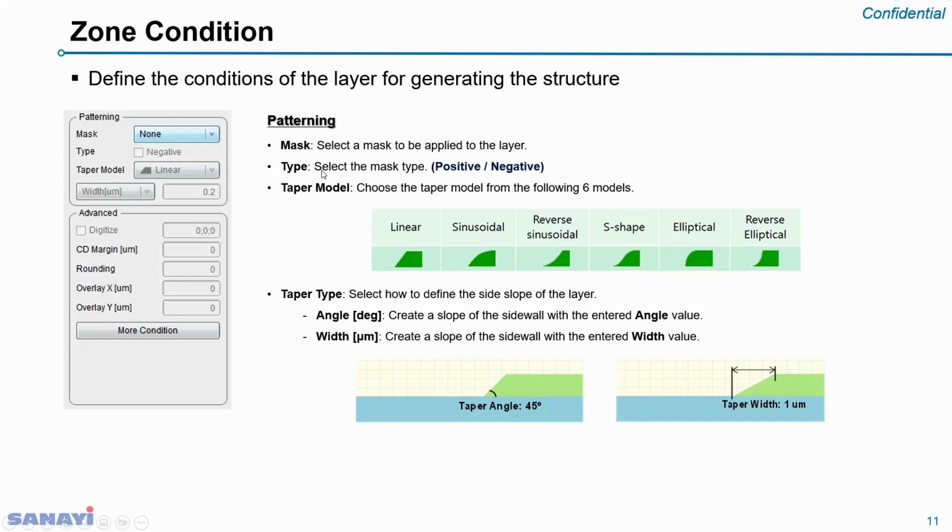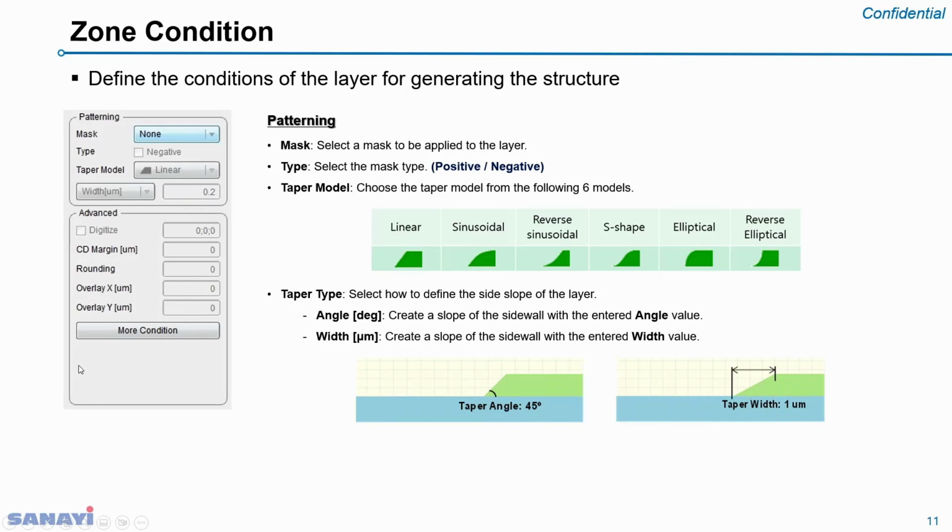In the patterning property, define the mask of the layer. If the mask is a negative mask, please check it. Choose the sidewall type among 6 taper models. In the taper type, select one between angle and width. Depending on the taper type selection, the input value is set as angle or width for the taper value.